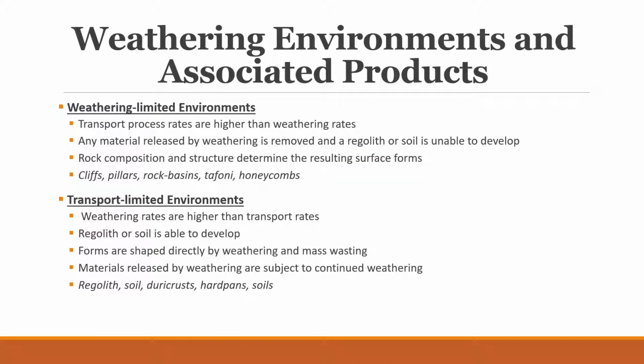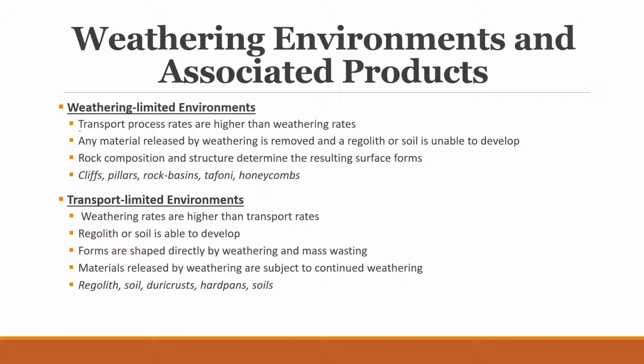So we made it through our different chemical and mechanical weathering processes. Now we're going to look more at weathering environments and associated products. We can distinguish between two types of weathering environments: weathering limited environments and transport limited environments. Weathering limited environments means weathering is limited.